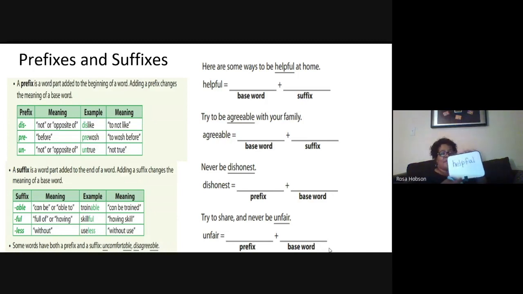Okay, again, the word is helpful. Were you able to identify the base word? Okay, correct. If you said help, it is the base word. It can stand on its own. And then we know that F-U-L is the suffix. It cannot stand on its own.